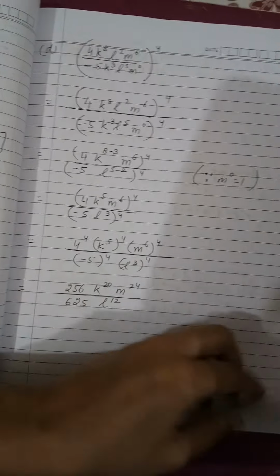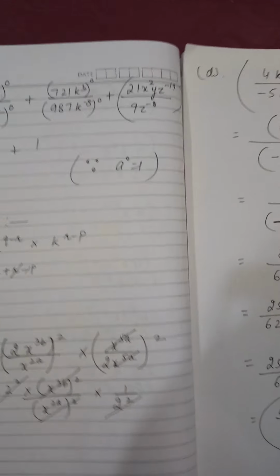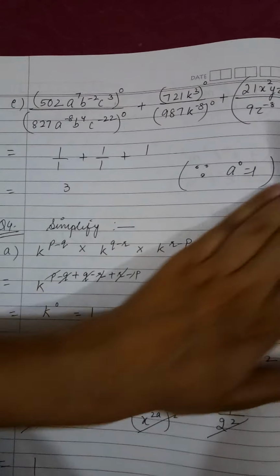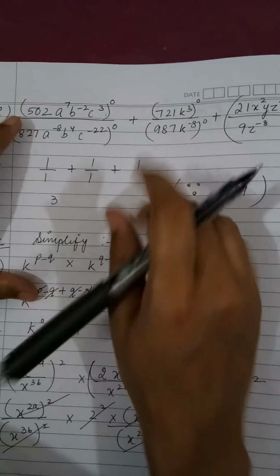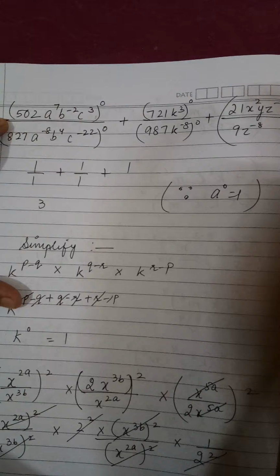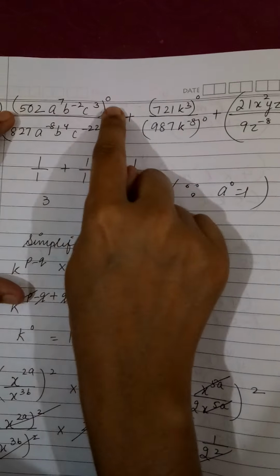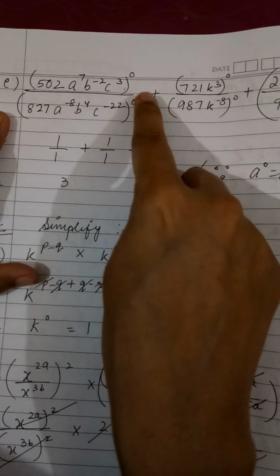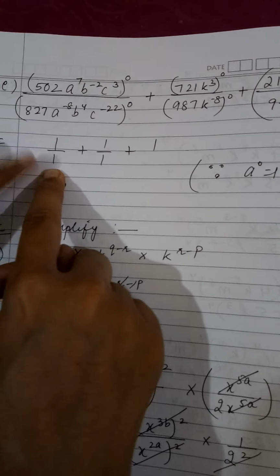Now let's move to the E part. Now E part is very easy. In this, let us see the question from here only. This whole big number is there, but the power is 0. Anything to the power 0 will give you 1. Here, this much big number, but the power is 0. What will it be? 1.